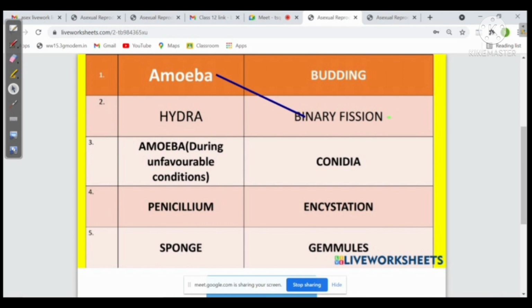Good. Hydra? Yes. Very good. Then amoeba, if it is during unfavorable situation? Yes. Good. Encystation. Penicillium? Yes. Very good. Penicillium, conidia. Now the last one is sponge. Sponge reproduced by? Yes, gemmules. Sponge reproduced by gemmules.